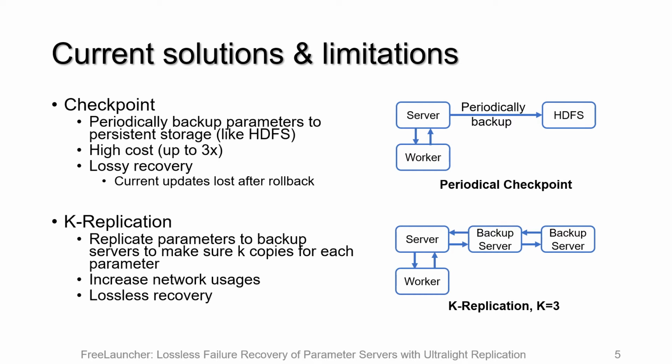However, both solutions have their limitations. The checkpoint method periodically backs up parameters to persistent storage like HDFS. Upon failure, the parameters are rolled back to a previous snapshot and the current updates are lost. But timely checkpointing brings significant overhead, up to 3 times. Key replication replicates parameters to backup servers in memory, to make sure there are key copies for each parameter upon update. It's lossless but may increase network usage and delay the convergence. Both methods were adopted without consideration of machine learning algorithm patterns.